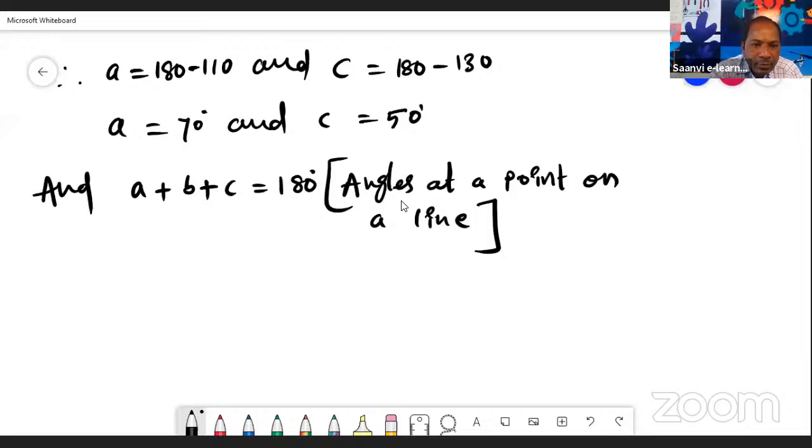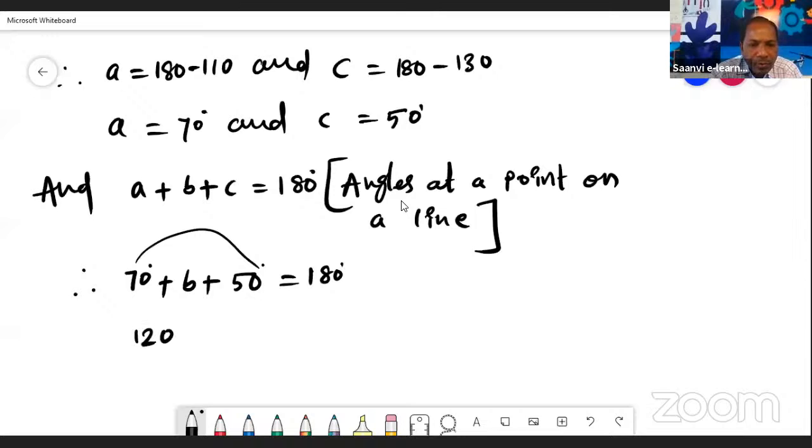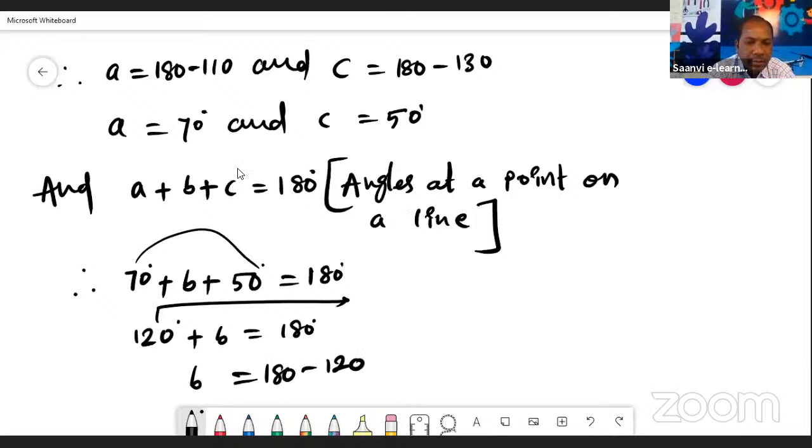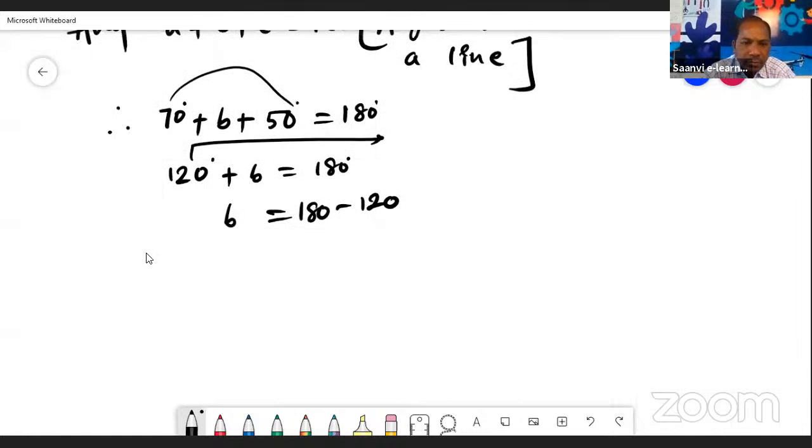Okay. So here now substitute the values of A and C. A value is 70 degrees plus B value we don't know plus C value we have got 50 degrees, that is equal to 180 degrees. Here 70 plus 50 how much? 120 plus B is equal to 180 degrees. This plus 120 bring this side. B is equal to 180 minus 120. So B is equal to 180 minus 120, how much? 60 degrees. So B is equal to 60 degrees. Angle B means what? Angle QRS. So therefore angle QRS is equal to 60 degrees.